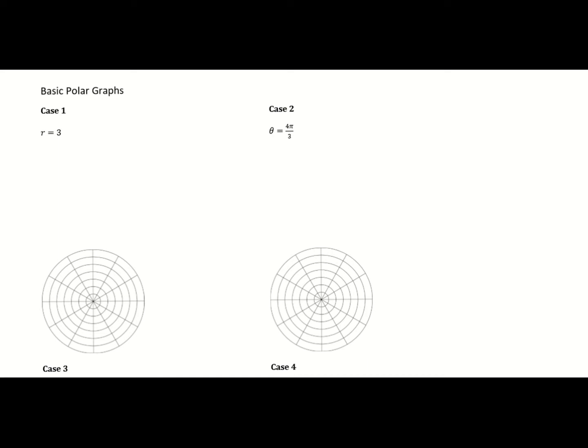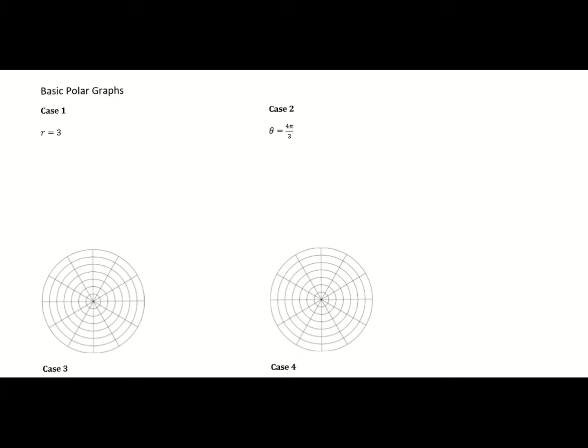We are going to take a look at 4 basic polar graphs. It's nice to start with those, get kind of comfortable in how to graph in polar, and then we can go to the more complex types of graphs. So the first one we're going to start with is when we have just r in the equation, and specifically we have r is equal to some constant, some real number. So in this one we're using r is equal to 3.